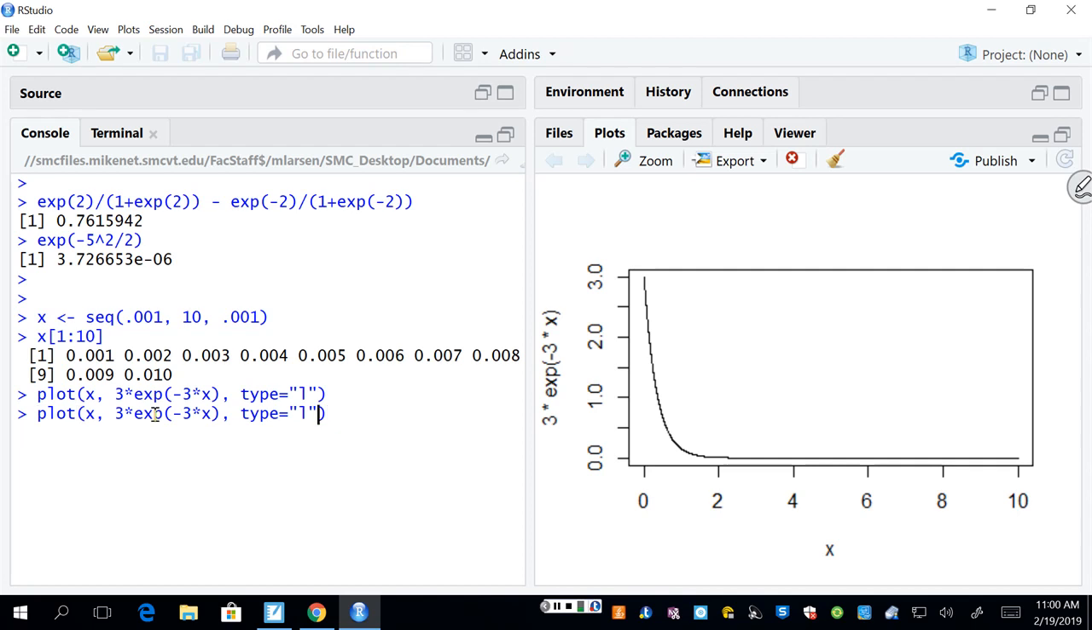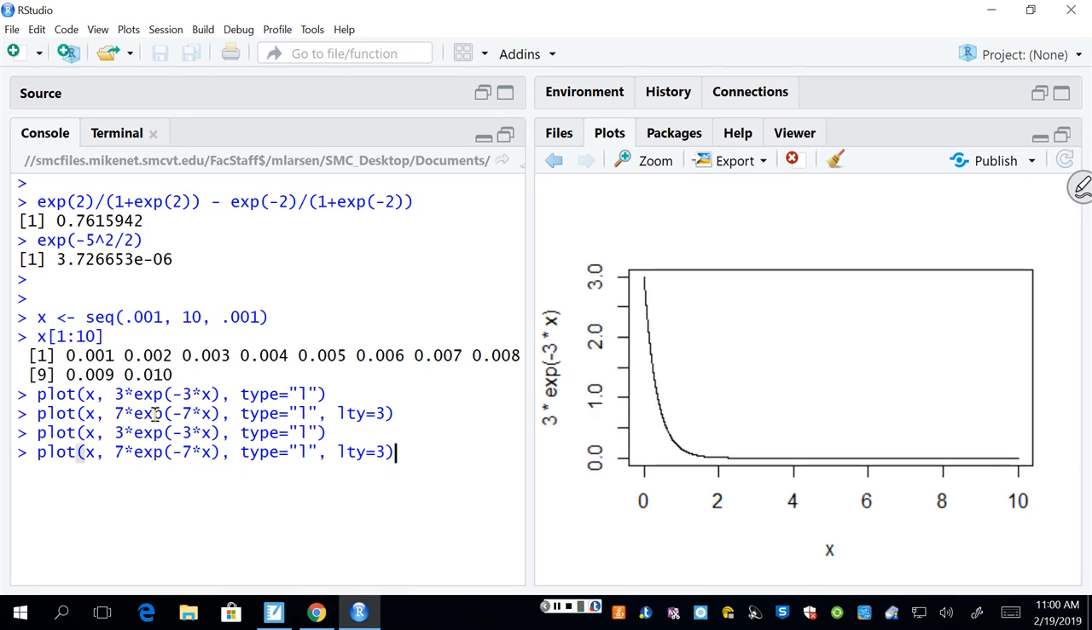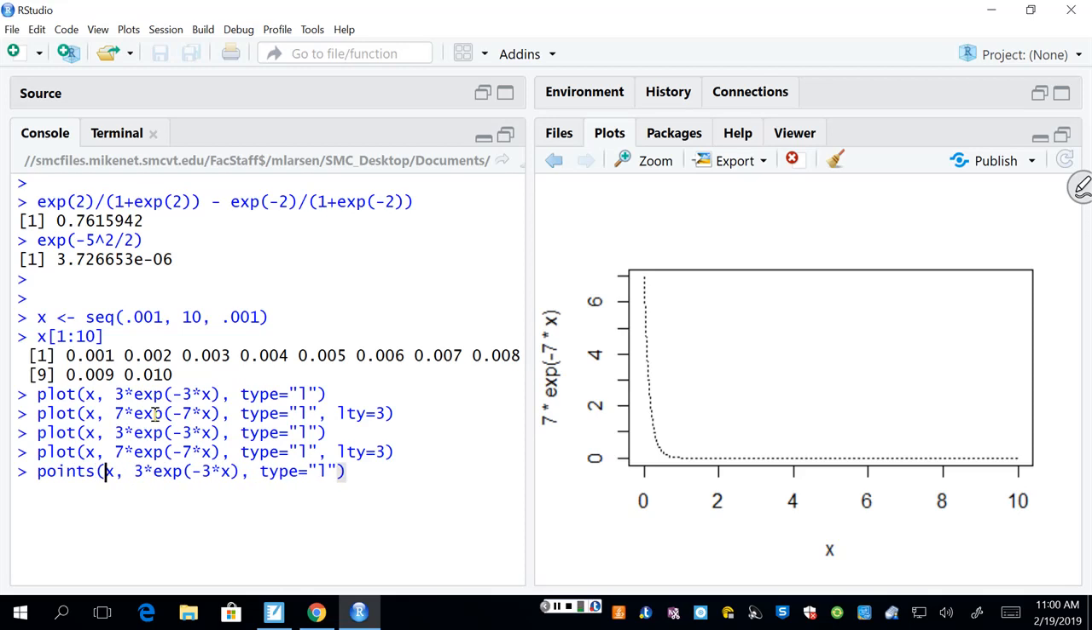If on the other hand we had a value of 7, then this would change, and we can change the line type, make it dots, and so that's there. Which one was higher? This other one was higher. So let's do this one first. That's the one with 7. And then we can do the one with 3, but if you do it with points, this other command adds it to it. And so there's this other line.